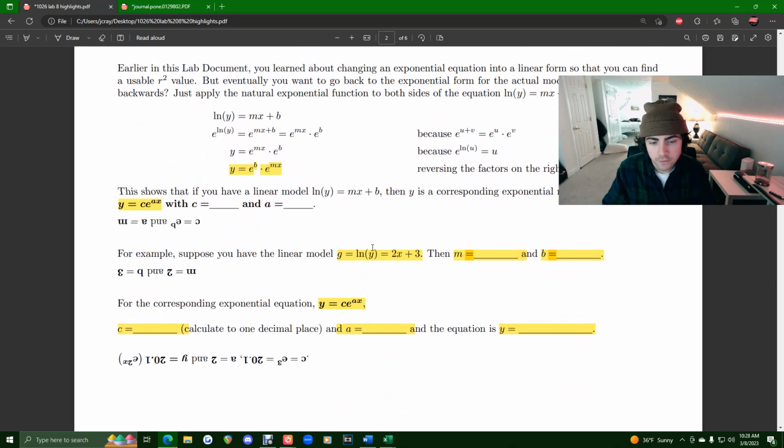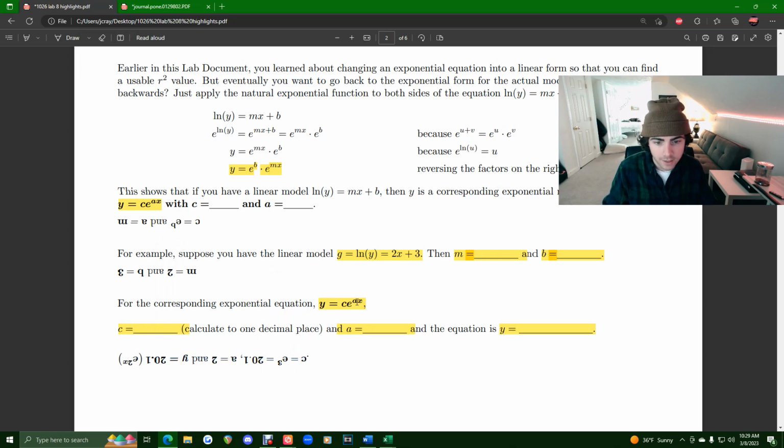So, for example, suppose you have the linear model ln of y equals 2x plus 3. The slope m is 2, and the b is 3. And we just see that here. So then, converting it to an exponential equation, the c would equal what? We said c was equal to e to the b, and so for this one it would be e to the 3. They got about 20.1 for e to the 3.